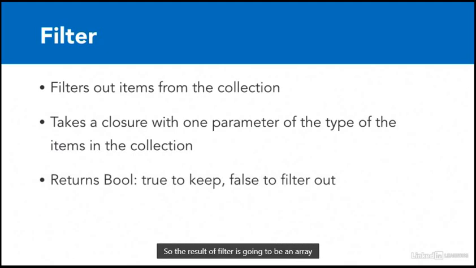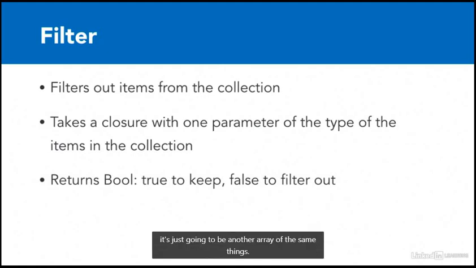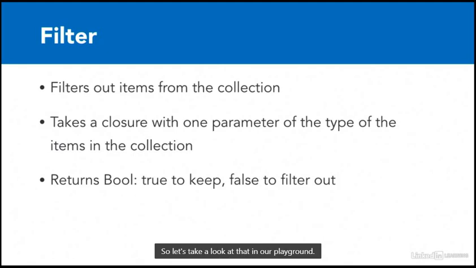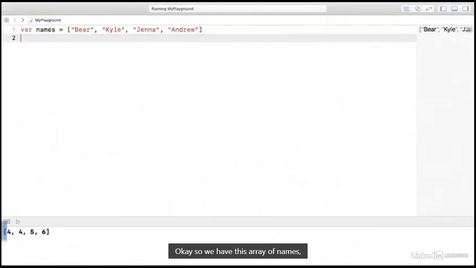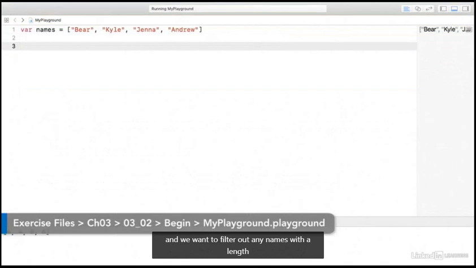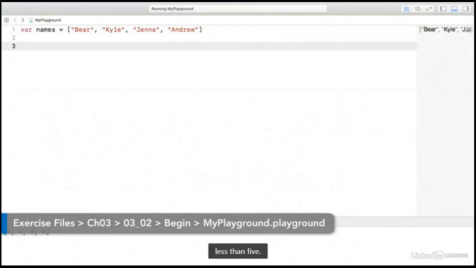So the result of filter is going to be an array of the same type as your collection, so strings, ints, whatever the original one, as the same size or smaller. If you don't filter out any, it's just going to be another array of the same things. So let's take a look at that in our playground. Okay, so we have this array of names, and we want to filter out any names with a length less than 5.